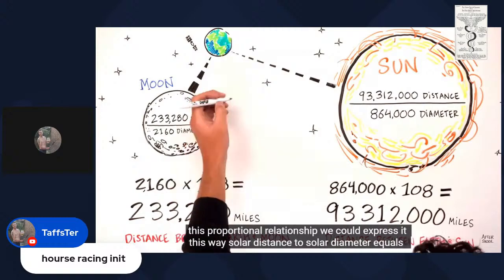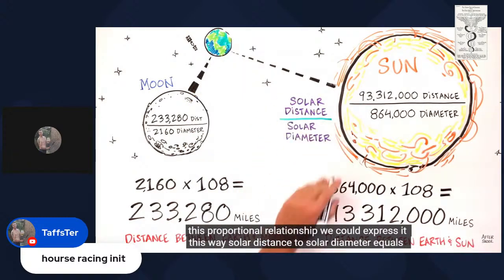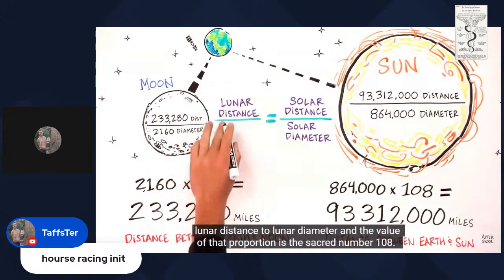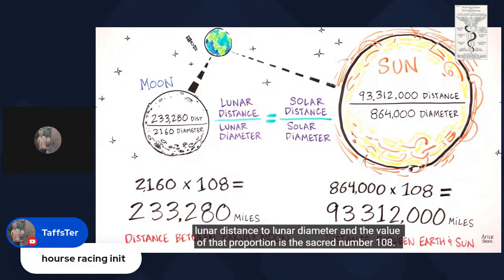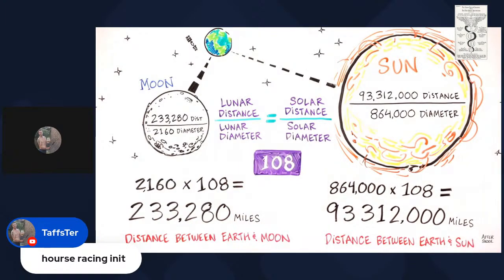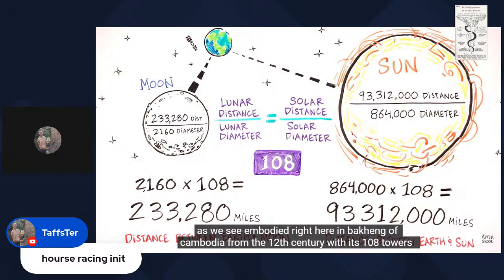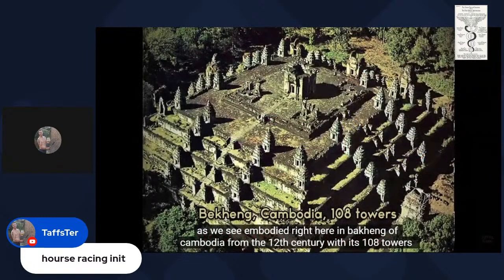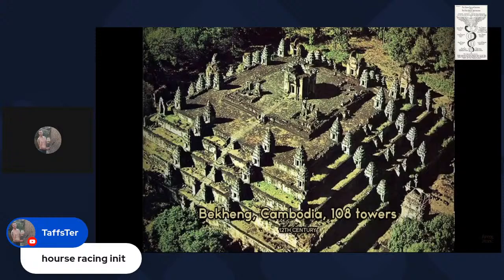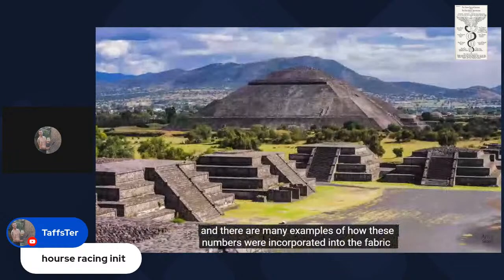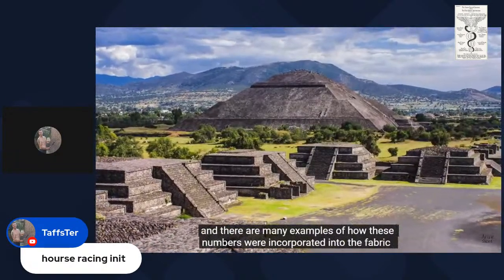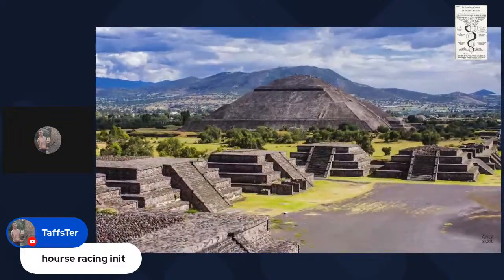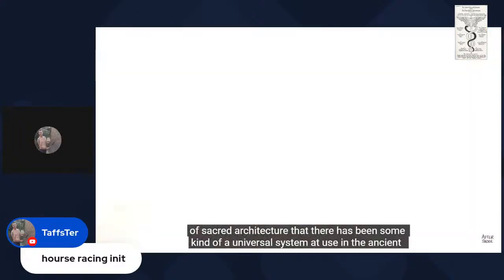We could express it this way. Solar distance to solar diameter equals lunar distance to lunar diameter, and the value of that proportion is the sacred number 108, as we see embodied right here in Banteay of Cambodia from the 12th century with its 108 towers. And there are many examples of how these numbers were incorporated into the fabric of sacred architecture.